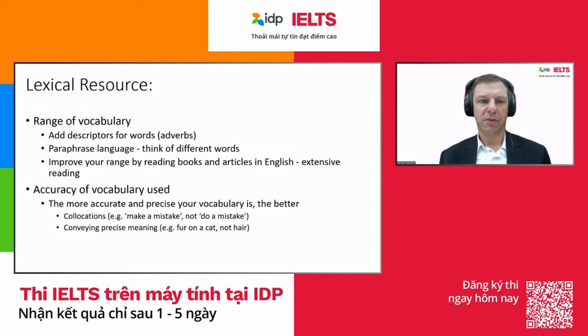Now, it's important to use accurate collocations. So an example of that would be make a mistake, not do a mistake. And also try to convey precise meaning. So an example of that would be fur when we're talking about cats. We don't use the word hair like we would for people.